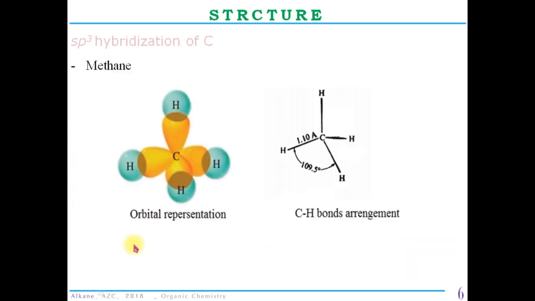Here is the orbital representation of methane, where the sp3 hybridized orbitals of carbon interact with the s orbitals of hydrogen and make covalent bonds. You can represent it as a molecule where there is a 109.5 degree bond angle between the C-H bonds of methane.